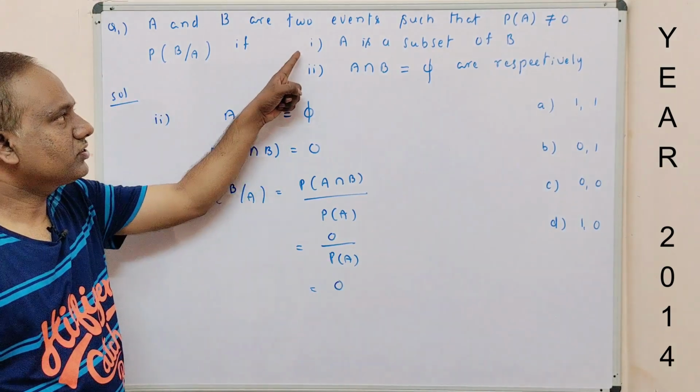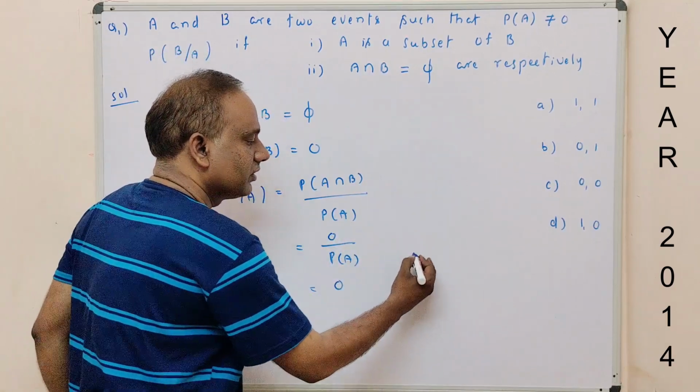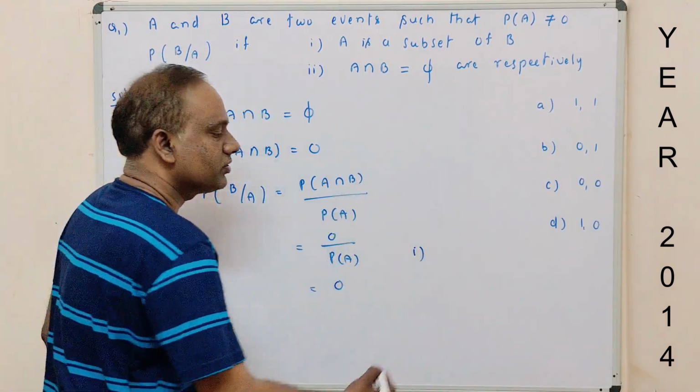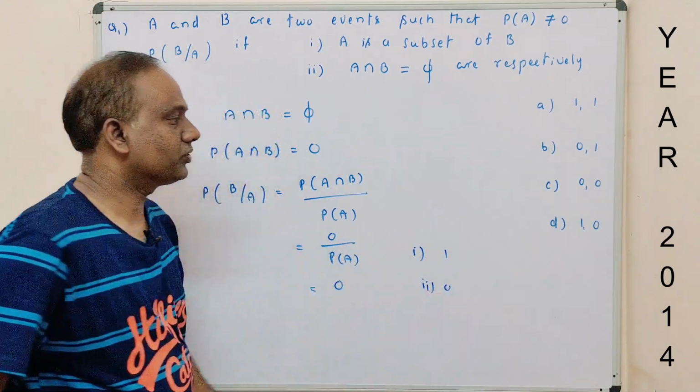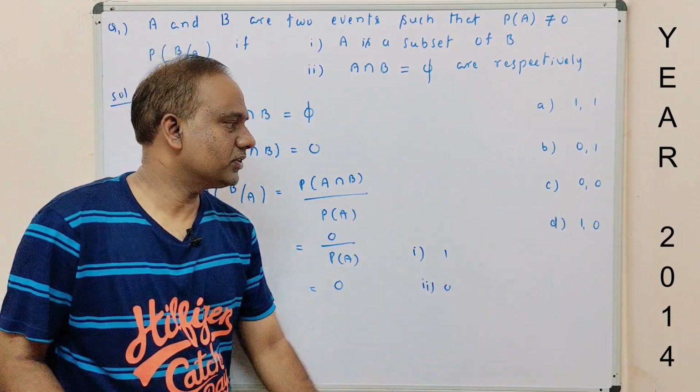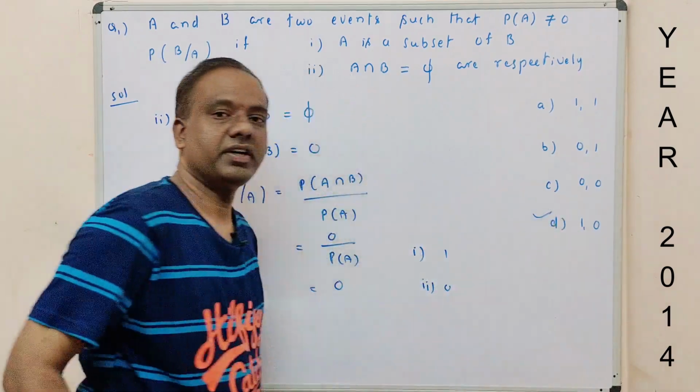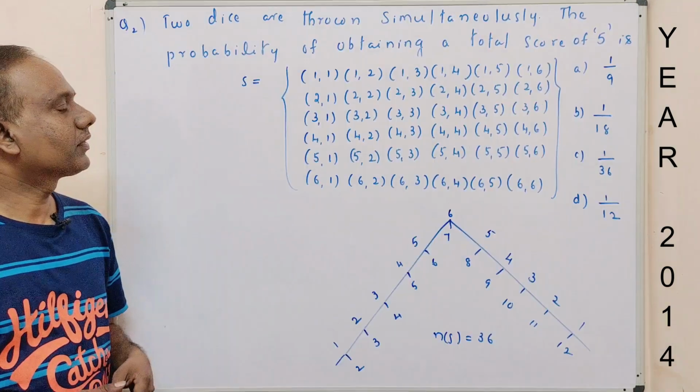In the first case the answer is 1, and in the second case the answer is 0. So the option 1, 0, option D, is the correct answer.